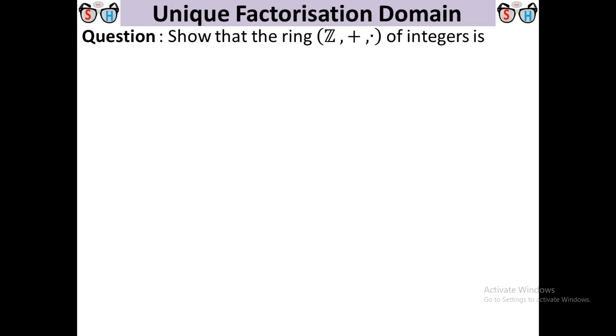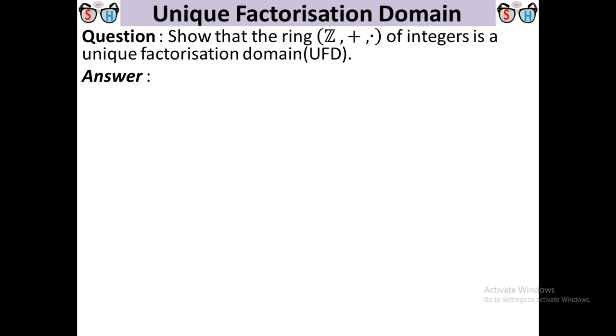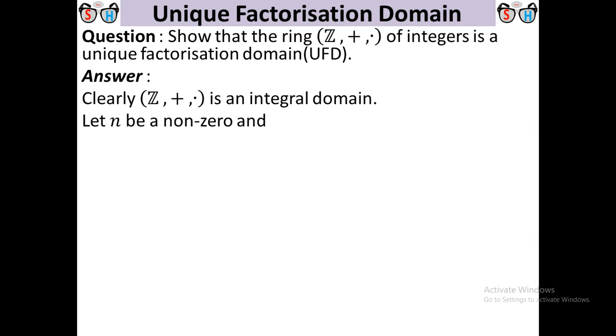However, now I give an example: the ring (Z, +, ·) of integers is a unique factorization domain, UFD. Clearly, (Z, +, ·) is an integral domain. You have to show that this is also a unique factorization domain. For that purpose, you have to take an element which is non-zero and not a unit. Let n be a non-zero, non-unit element in Z. In Z, the zero element is 0 and the unit elements are 1 and minus 1. So since n is non-zero and not a unit, n must be not equal to 0 and not equal to plus or minus 1. Now we solve this question in two cases.